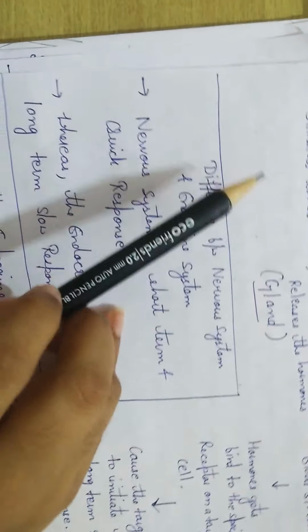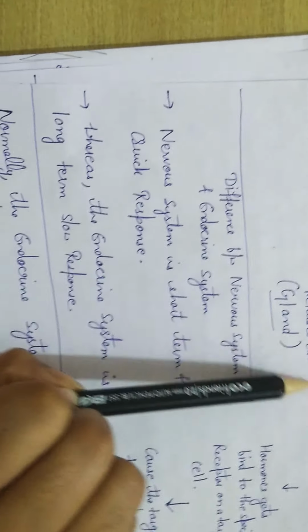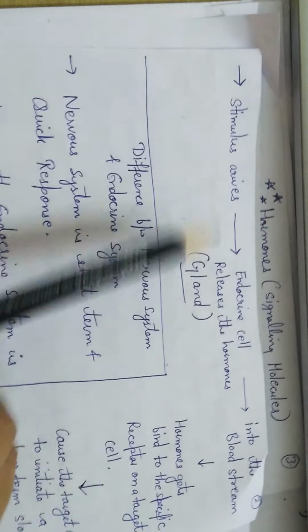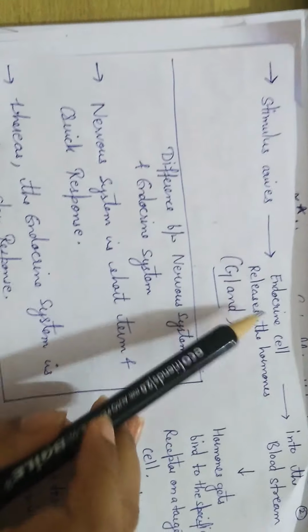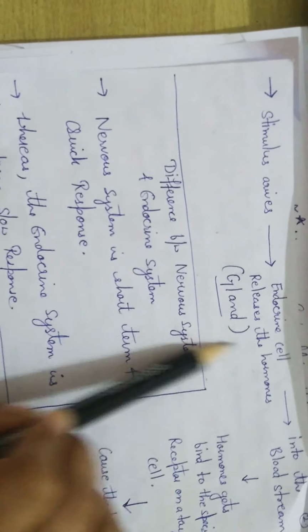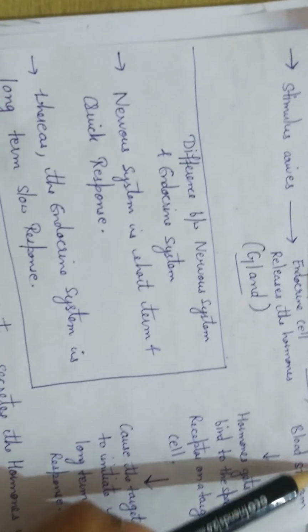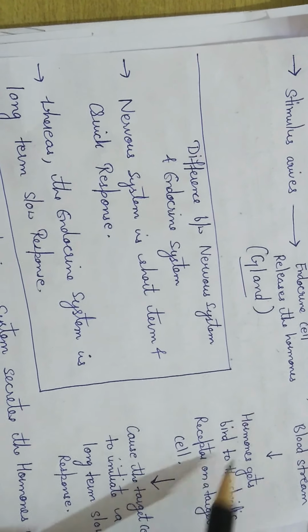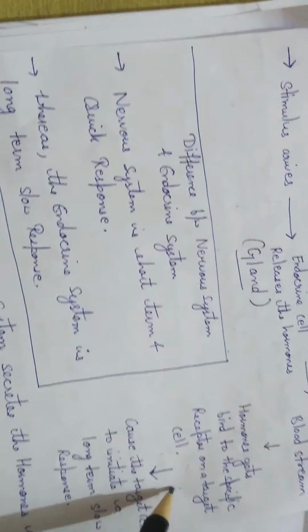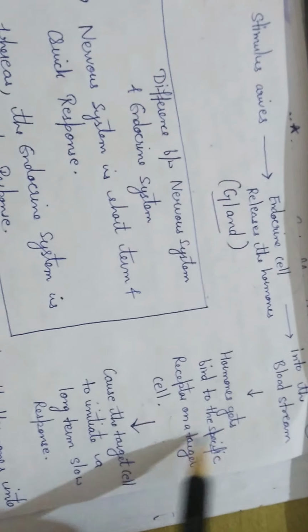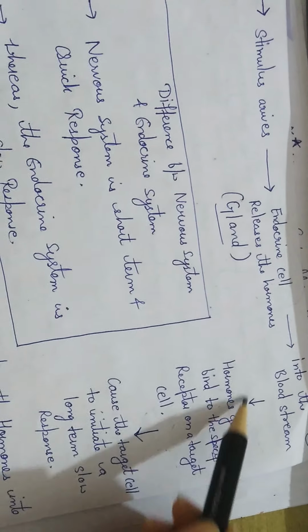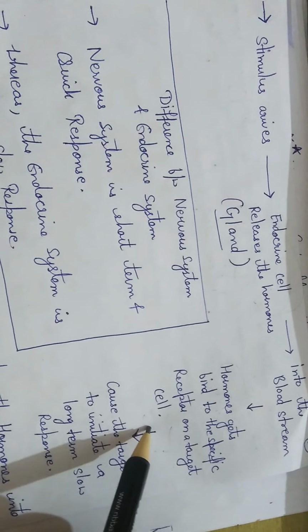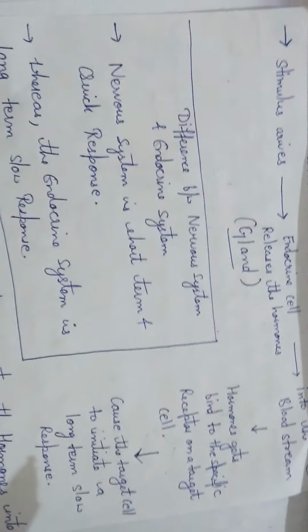Okay, so now I have shown over here in a very beautiful way, that is, the stimulus arrives. Now the stimulus will arrive and the endocrine cell will release the hormone from the gland, and then from the gland the hormone will be released into the bloodstream, and from the bloodstream it will be circulated towards the target cell. Okay, so over there on the target cell, the hormone has its receptor. They will bind to it and then they will show their response.